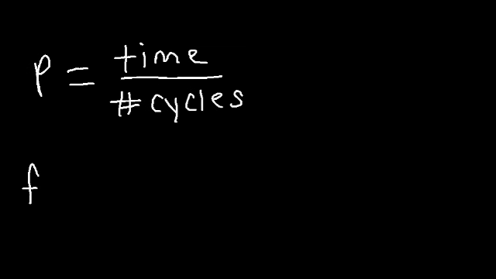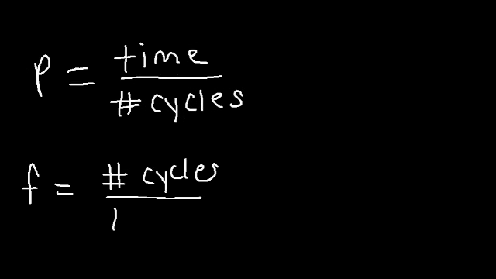Frequency is the inverse of a period. Frequency is the number of cycles that the wave makes in a single second. So frequency is the number of cycles divided by the time. The number of cycles doesn't really have a unit. So for period, it's time over cycles, so the unit for period is seconds. The period is the type of time. It's the time it takes to make one cycle, so it's measured in seconds.